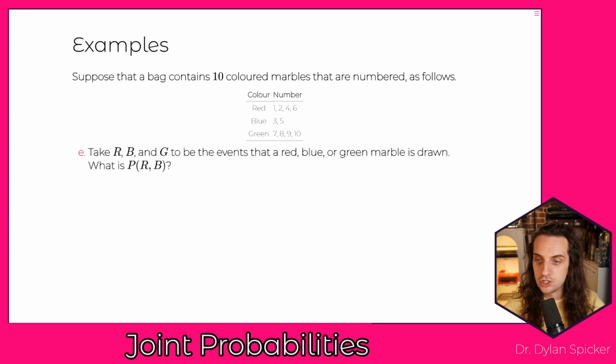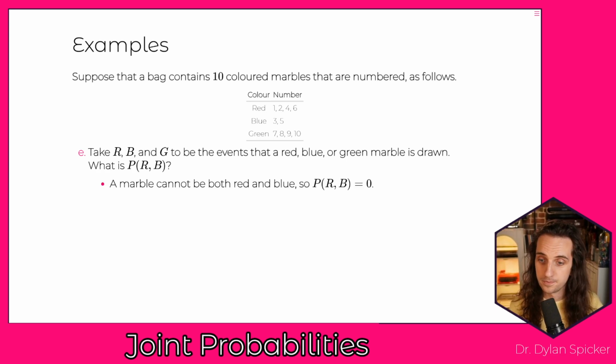Continue with this example here. Take R, B, and G to be the events that a red, blue, or green marble are drawn. What's the probability of R and B? What's the joint probability of R and B? What's the probability that we draw a marble that is red and blue? Now, there are no marbles that are both red and blue, and as a result, it has to be 0.